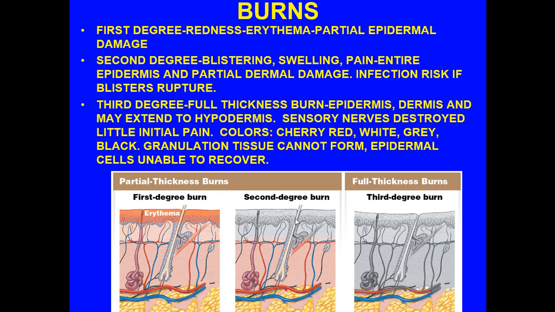Now we're going to get into the really sad one, third degree. Third degree, you have full thickness burn. Epidermis, dermis, and you may even extend into the hypodermis. The interesting thing is, after just the burn has occurred, sensory nerves are destroyed, so you have very little pain. But if you look at the tissue, it's either cherry red, white, gray, or black. Granulation tissue can't form. Epidermal cells are unable to recover because what you've literally done is destroy all of this tissue. You have to remove it. This is called debridement.